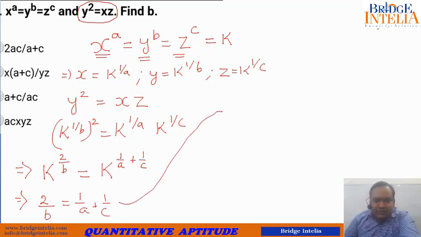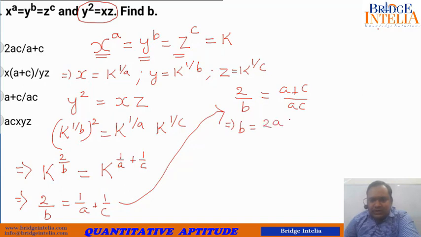So from here if you solve this properly, what do you get? You get that 2 by b is equal to a plus c upon ac. So from here you can conclude that b is equal to 2ac upon a plus c. So this is the correct answer.